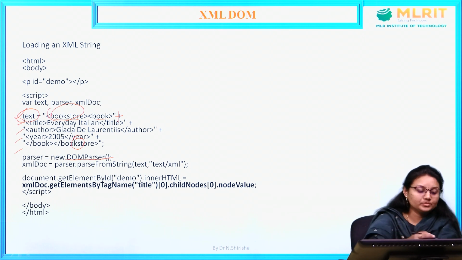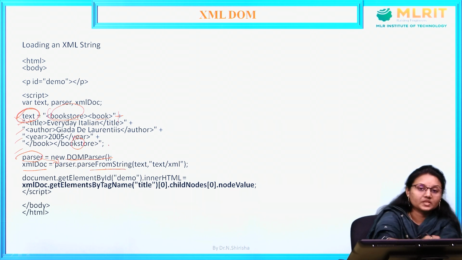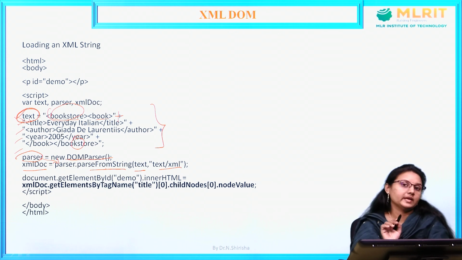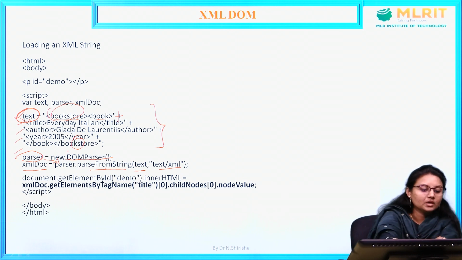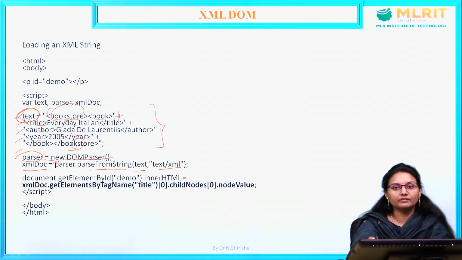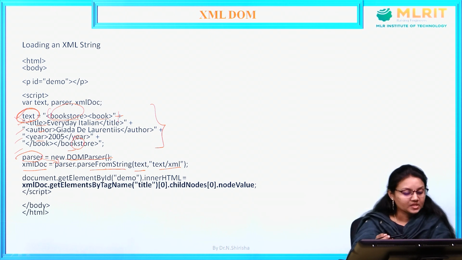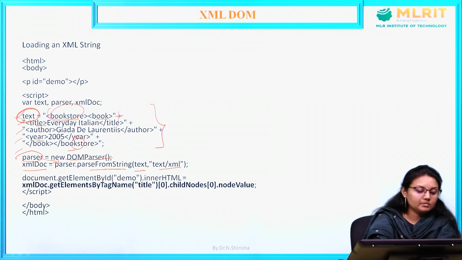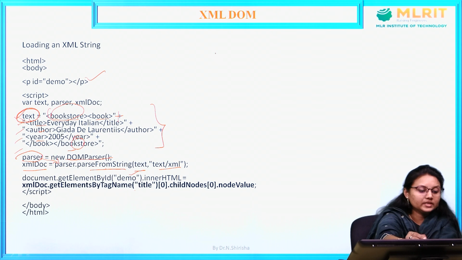So where is my object? Parser is my object. Now I am creating XML doc with this parser dot parse from string. Where is my string? In my text, right? This is where I have my code. So the parse from string takes text or XML. We are not writing HTML here because bookstore, book, year, author, these are all user defined tags. So text or XML you need to give. So same, get element by ID. What is ID? Paragraph. So in paragraph, you will get the output as Everyday Italian.